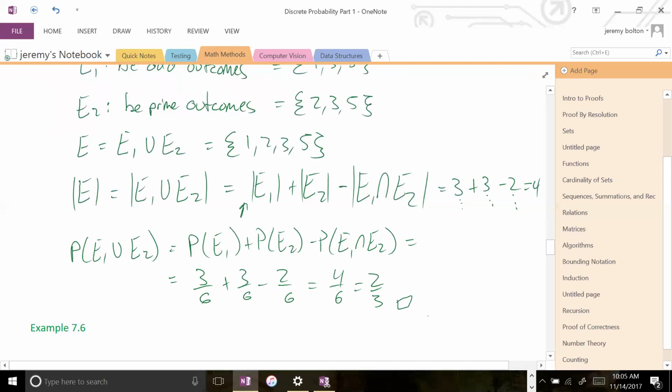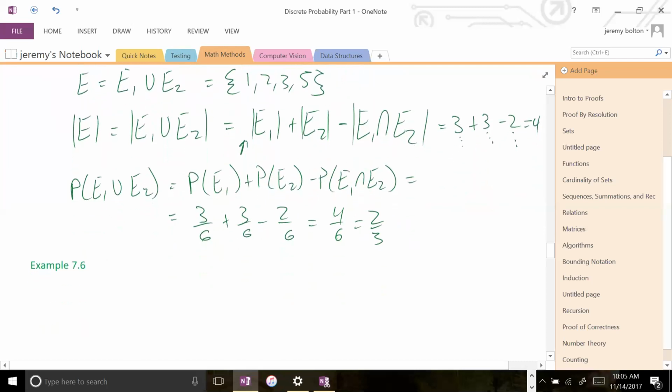Any questions about that? It's easy, right? Because you guys are expert counters. All right, let's go ahead and take our break. When we come back, we will do an example of negation, and then we'll dive into probability theory and formally define our probability distribution function.